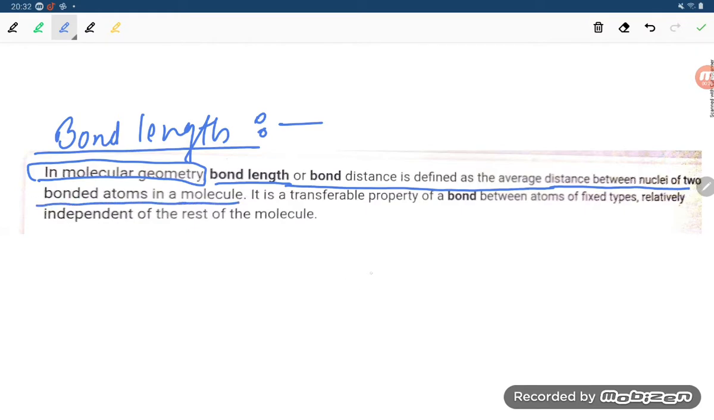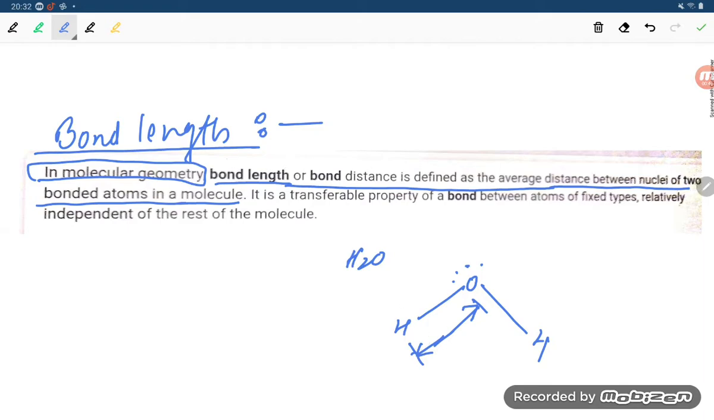Suppose we have H2O. Here is a hydrogen, and here is another hydrogen, and the lone pair electrons. Whatever the average distance is between these two, that average distance between the nuclei of two atoms is known as bond length.